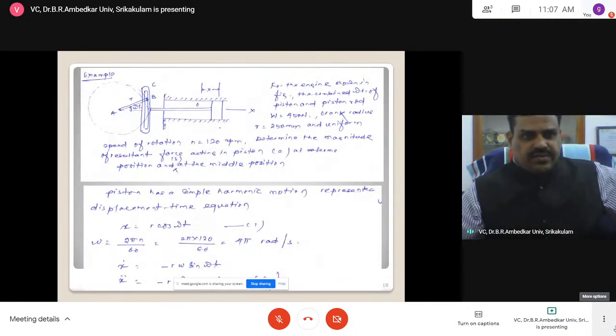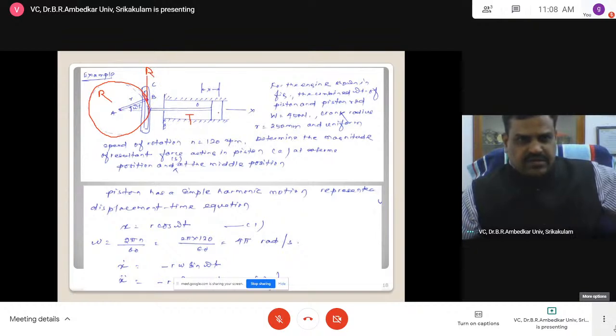Now let us consider an example. For the engine shown, there is a piston and cylinder. This is a cylinder, translation, and the crankshaft is having a rotation like this, rotation, because this end is with R and the slider, this end is with translation. Now this connecting rod is having rotation plus translation.